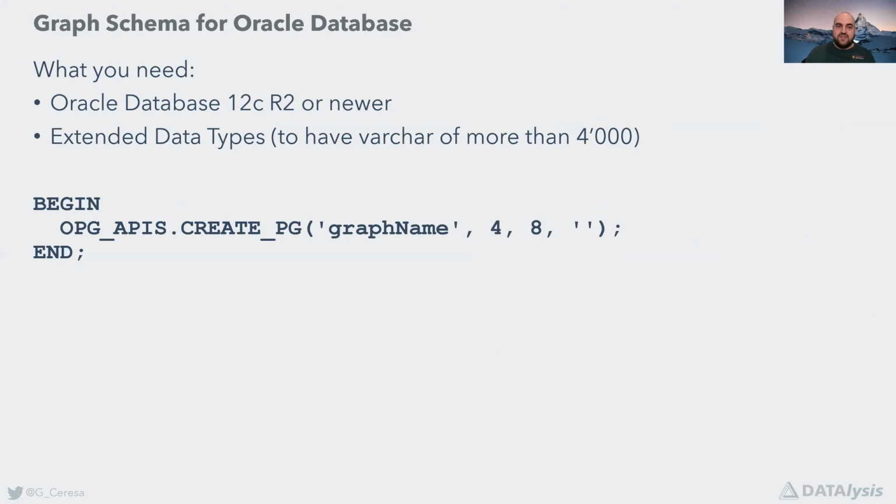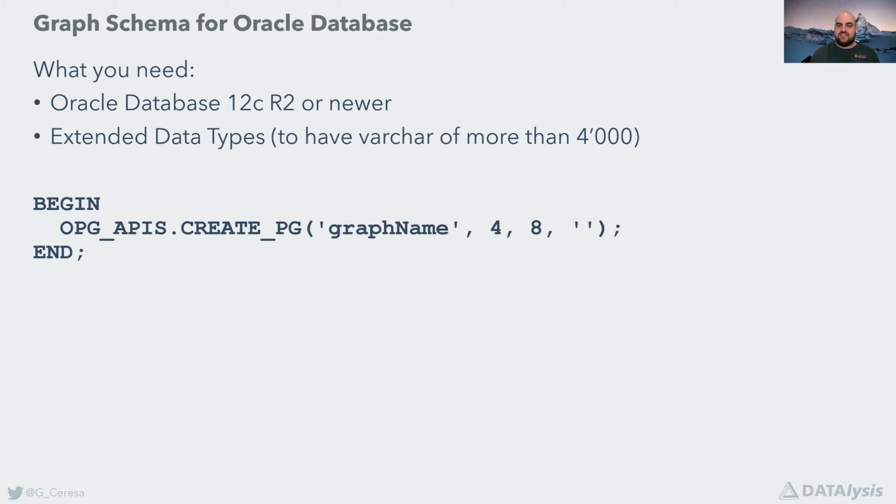How do you create the graph schema? You need an Oracle database, quite obvious. It must be 12c Release 2 or newer. There are quite many releases that match with it. One important thing, you need the extended data types. By default, varchars are limited to 4,000. With extended data types, varchars go up to 32,000 something. So you need to enable extended data types.